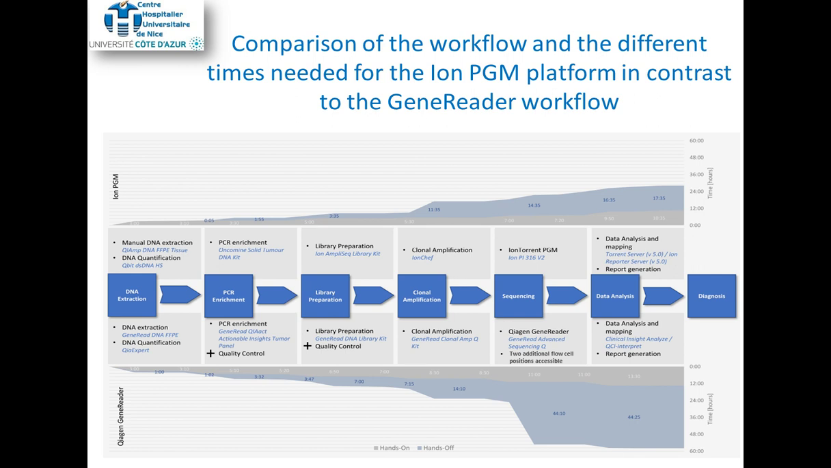So briefly, the hands-on time in gray in the upper graph is lower for the Ion Torrent PGM than for the GeneReader system seen in the lower graph. However, the hands-off time was lower with the GeneReader system. So taken together, in this comparison study, we found that the total time from start to diagnosis was a little bit longer for the GeneReader system compared to the Ion PGM system.